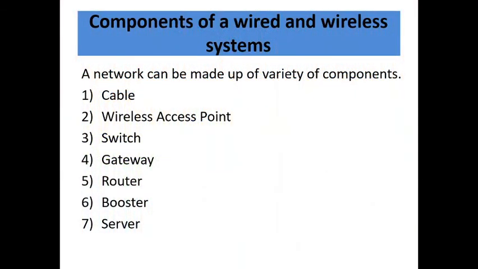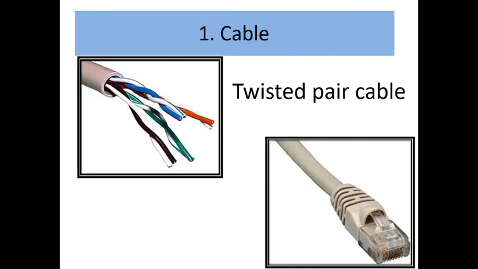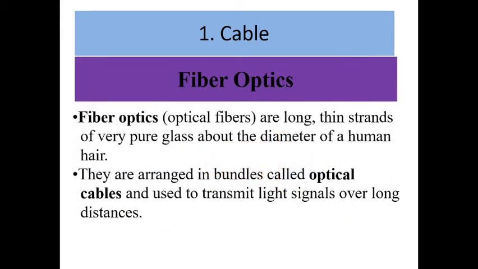Now we will see the different types of components of wired as well as wireless systems: cables, wireless access points, switch, gateway, router, booster, and server. There are different types of cables: twisted pair cable, coaxial cable, and fiber optics. We are going to consider fiber optics in this series.